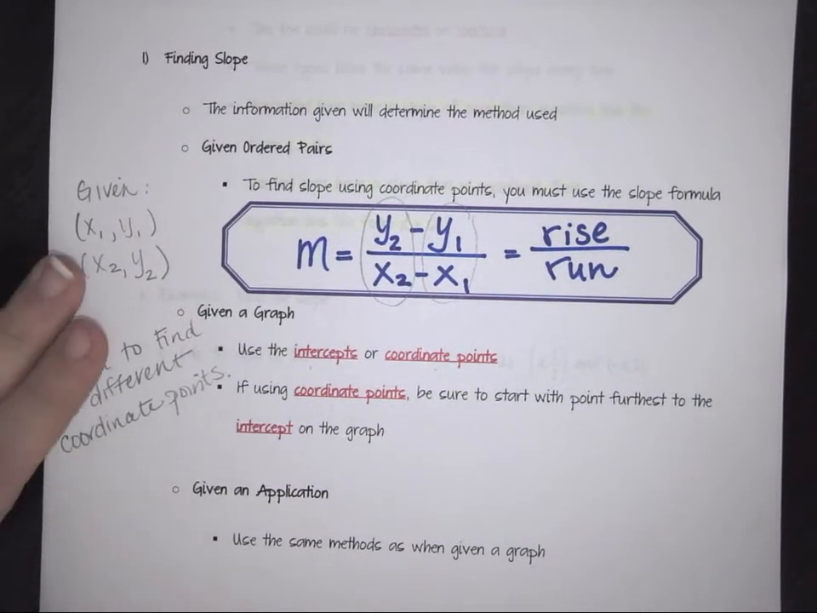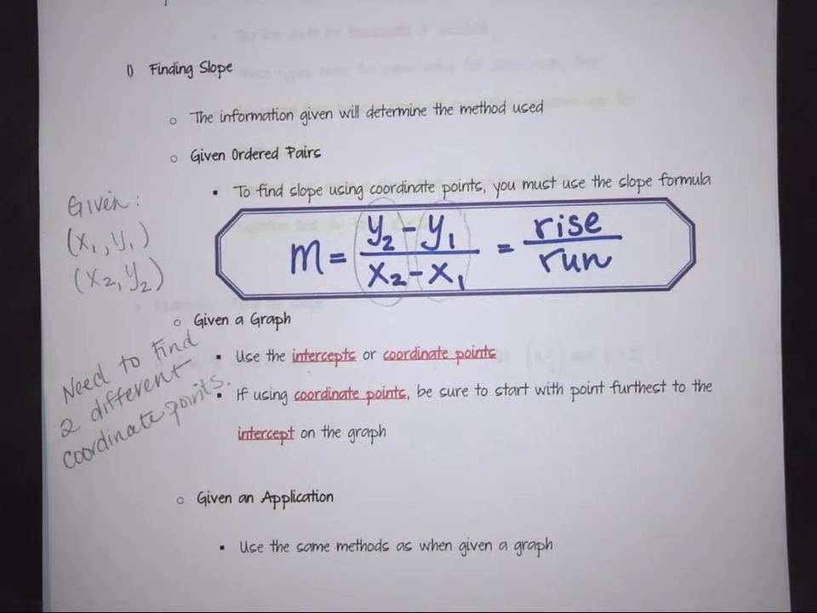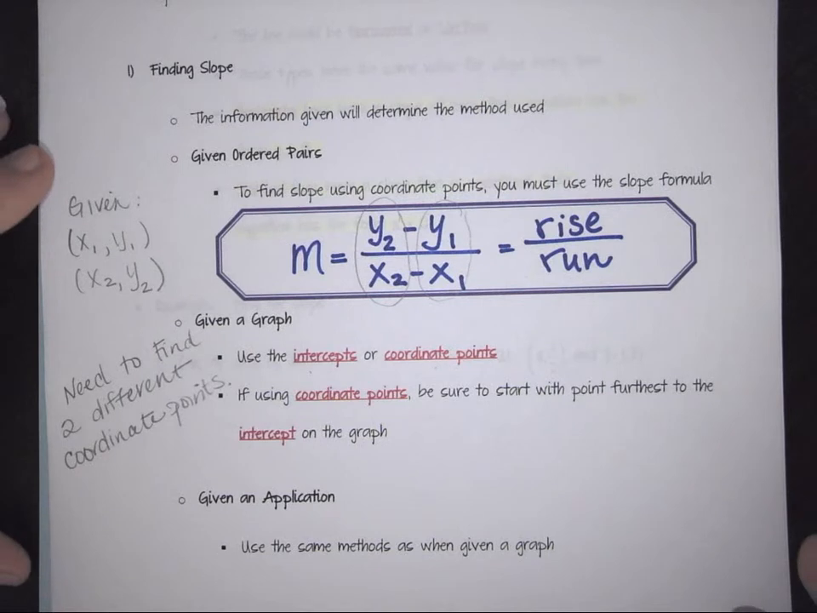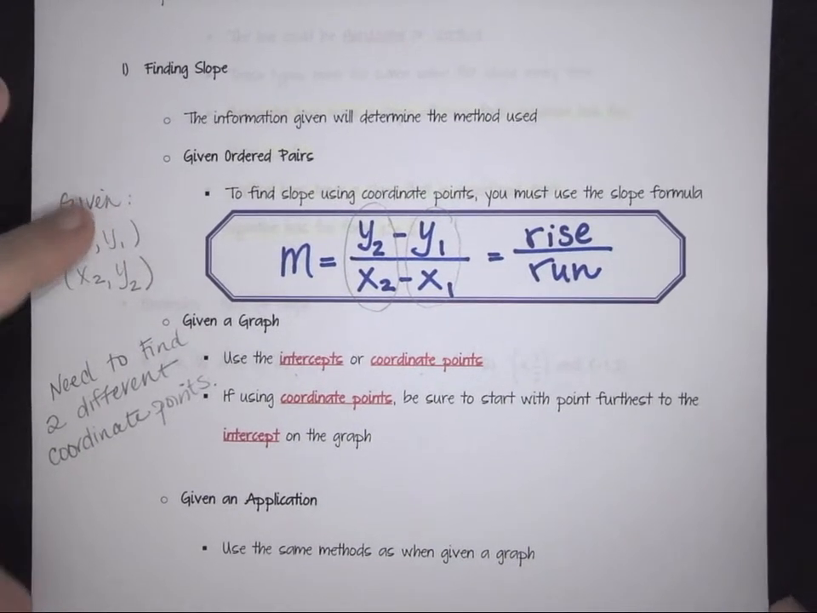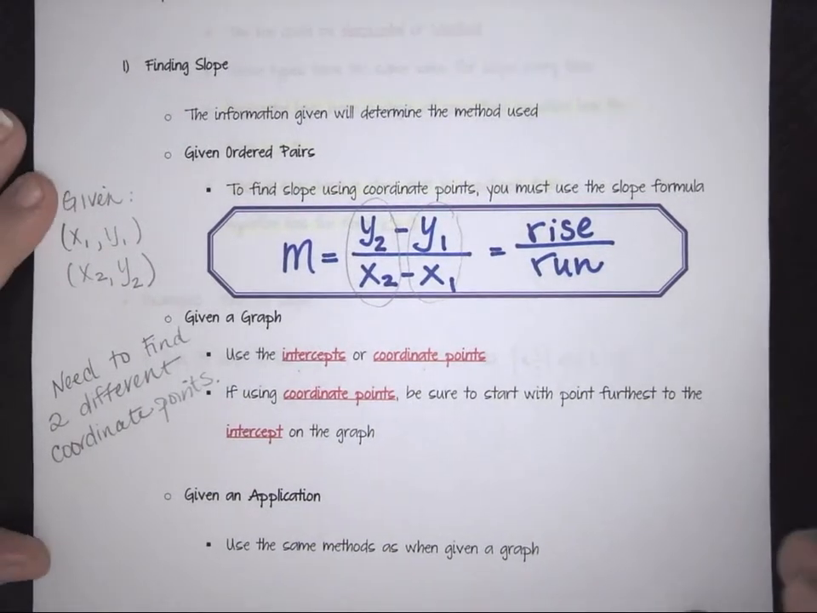Now, given an application, you would have to use the same methods that you would use using a graph, unless your application has an actual formula itself, and so those are going to be kind of more case-by-case basis. So with an application, you have to look specifically at what you've been given, and then use what you've been given.